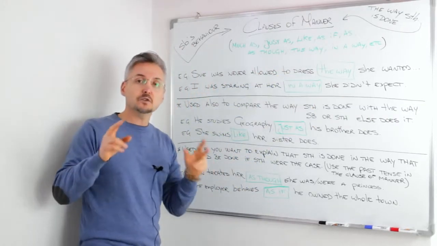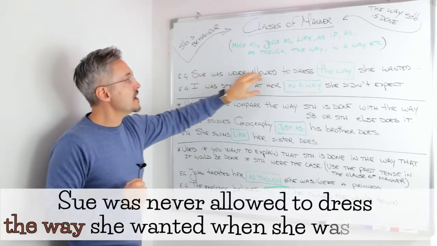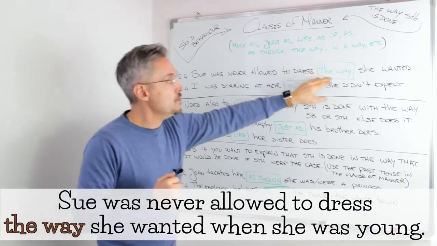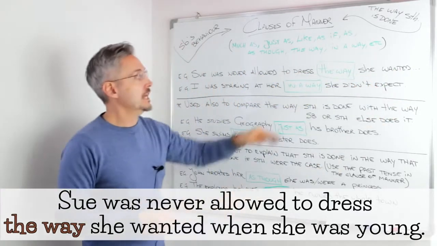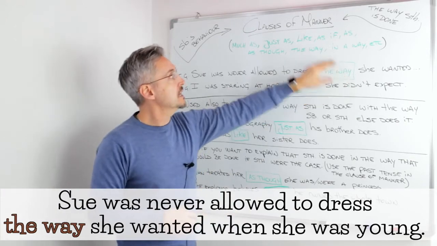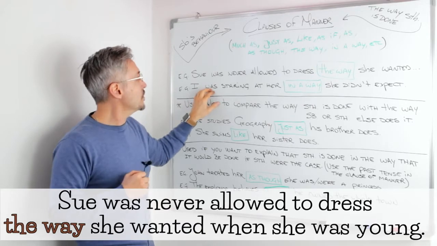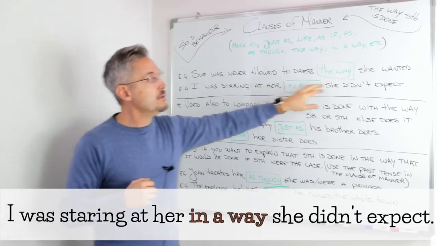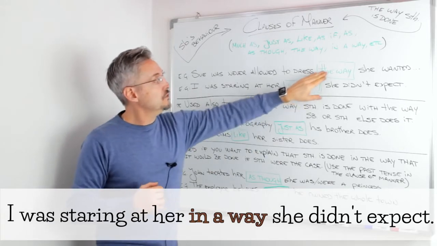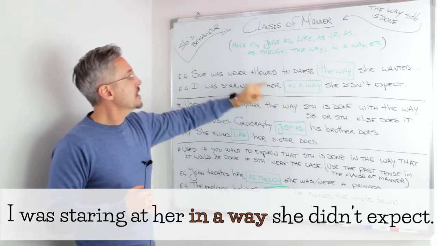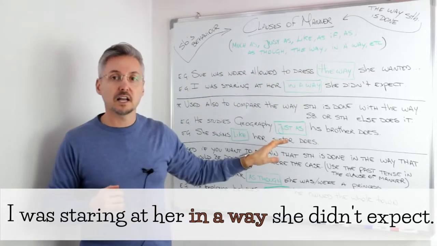So let's list the two examples that I gave you at the beginning. Sue was never allowed to dress the way she wanted when she was young. Okay, so the way is the clause of manner. Now, I was staring at her in a way she didn't expect. So we have here the two clauses of manner that describe the way something is done.